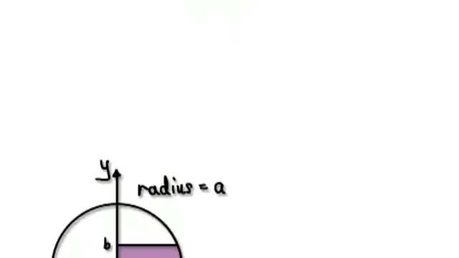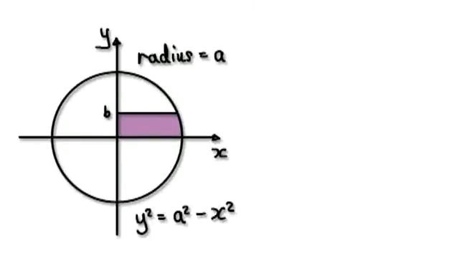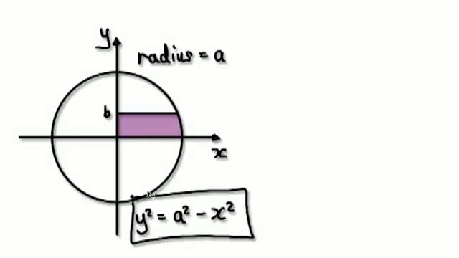Let me give you guys an example of integration by substitution. So let's say you've got a circle of radius a, and the vertical height here is b. So from here to here is b. And the equation of a circle of radius a is given by this.